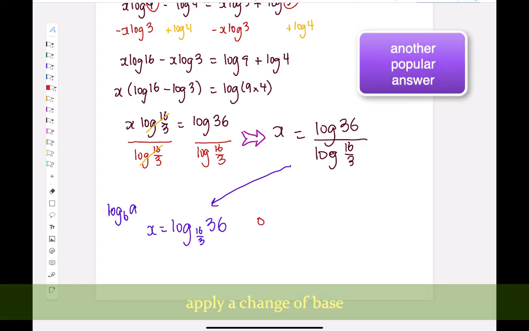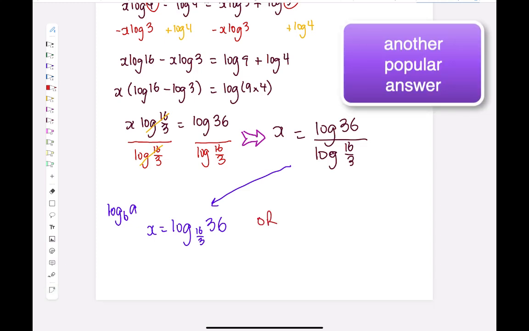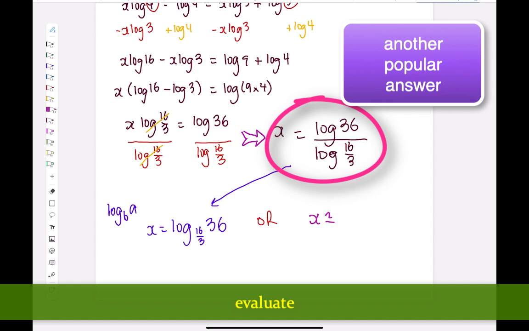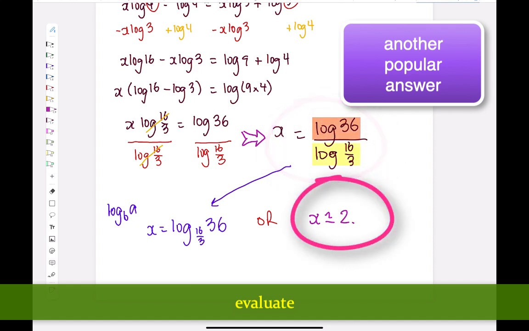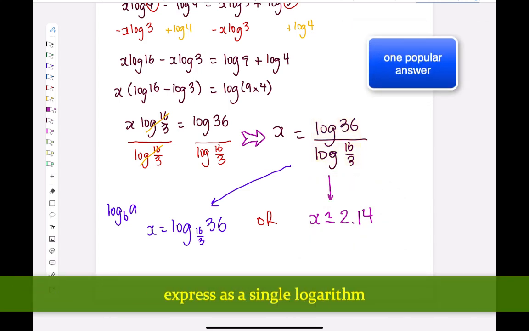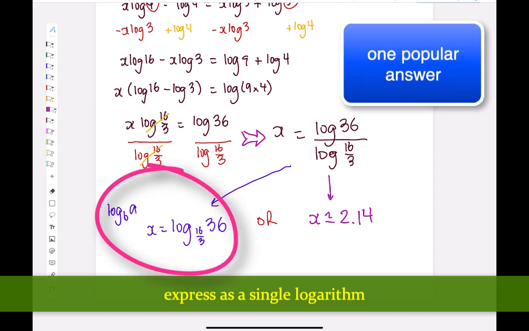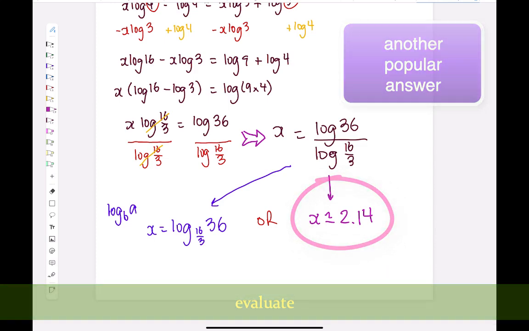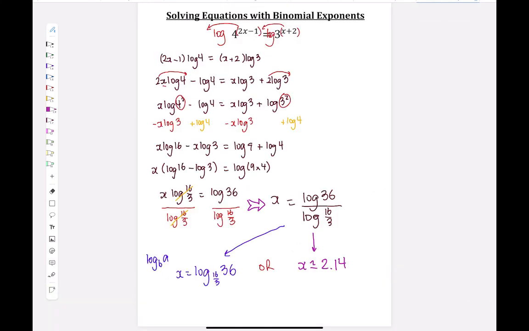Or we might, if we're lucky, and I do say lucky, be asked to evaluate this one to the nearest hundredth, in which case we already have the change of base applied. All we're going to do is put this into our calculator, and we can see that this will give us approximately 2.14. And so now we see we've either expressed this as a single log of the form log base b of a, or we have gone ahead and evaluated this rounding to the nearest hundredth. Good job, good luck, and goodbye.